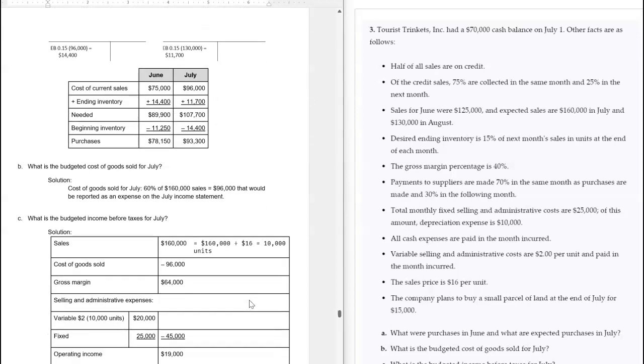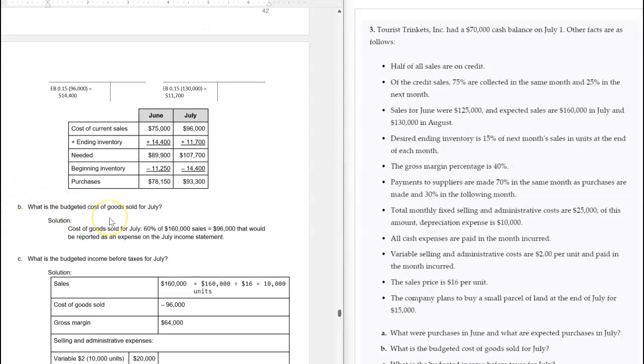So the next question, what was budgeted cost of goods sold for July? It would have been 60% of the 160,000 in sales, or 96,000. Okay, that would be reported as an expense on the July income statement.